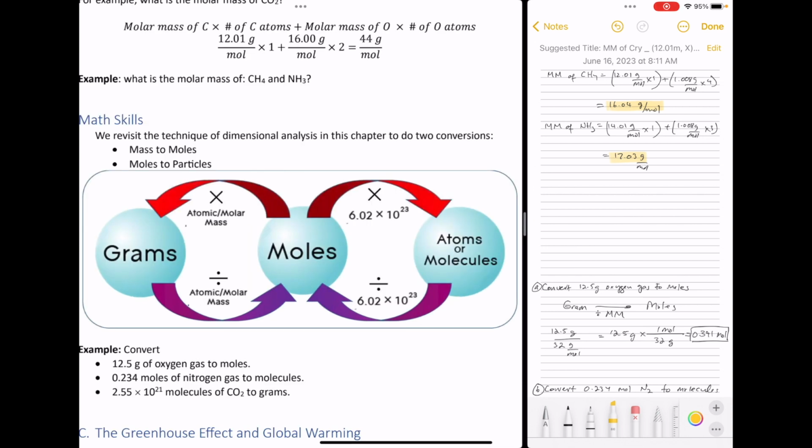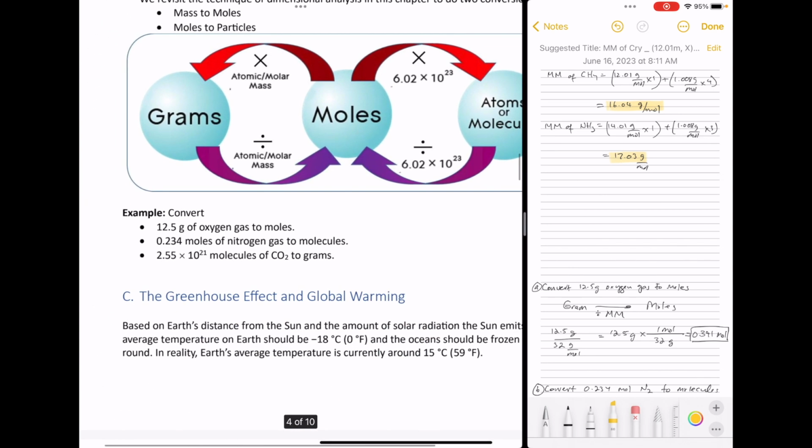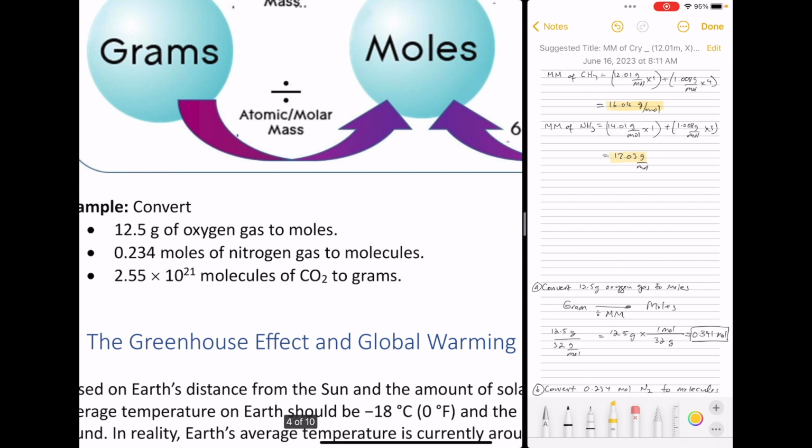You might not remember whether to multiply or divide. So the easy way to remember this is every time you go from moles to something else, you multiply. And every time you go to moles, you divide. So we're going to do all these 3 examples here of conversion of mass to moles, moles to particles, as well as from moles all the way to grams.